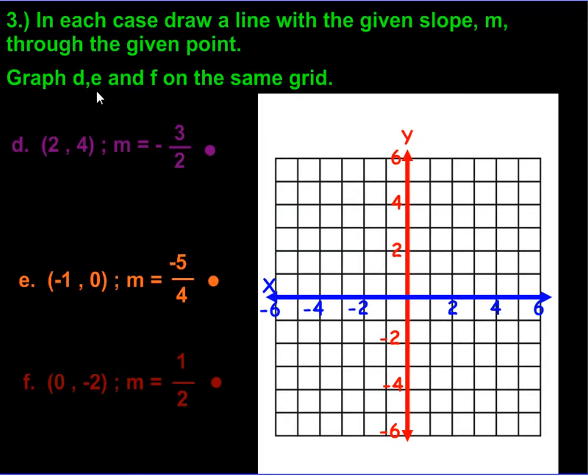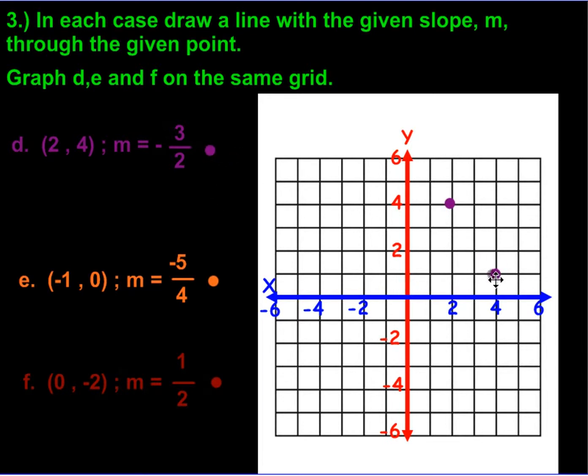Okay, for number 3, D, E, and F, we're going to plot some points on this grid using the rise and run, and we'll connect those points with a line. So we start off with 2, 4. So let's put a point starting at 0, 0. We shift over 2 and go up 4. Then we want to make sure that we are moving 3 down and 2 to the right from that point on. So here we go, 1, 2, 3 down, 1, 2 to the right.